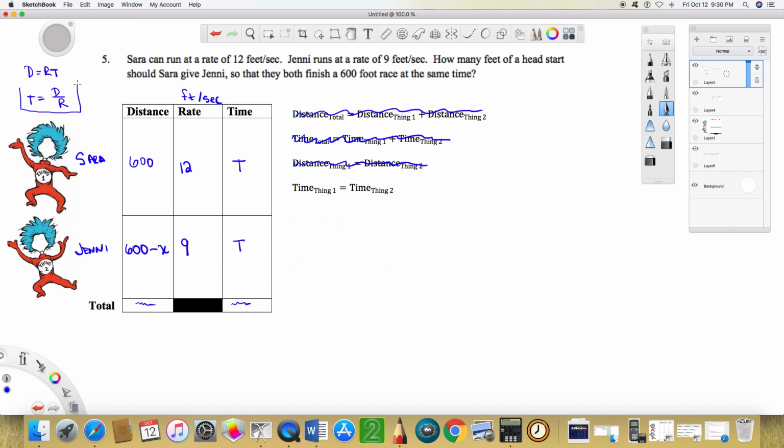All right, and so we know that time is distance divided by rate. So for thing one, who was Sarah, we want her distance, which is the entire race, 600, divided by her rate, which is 12 feet per second. Now, Jenny got a head start. She didn't run the entire 600 feet. Her head start was given in terms of distance, not in terms of time.